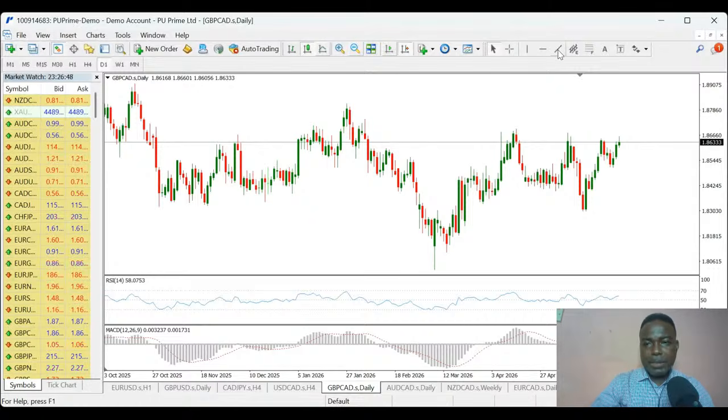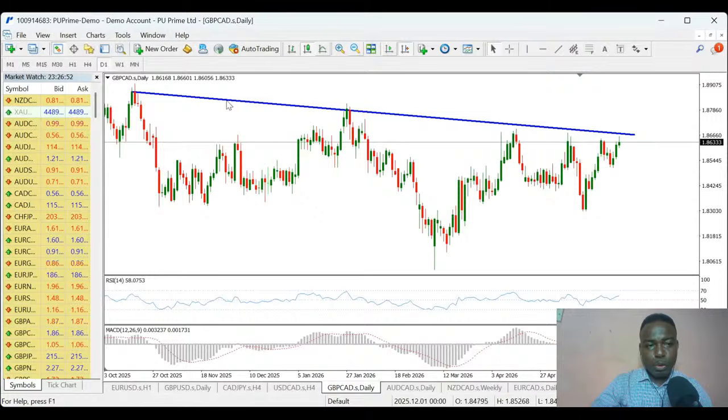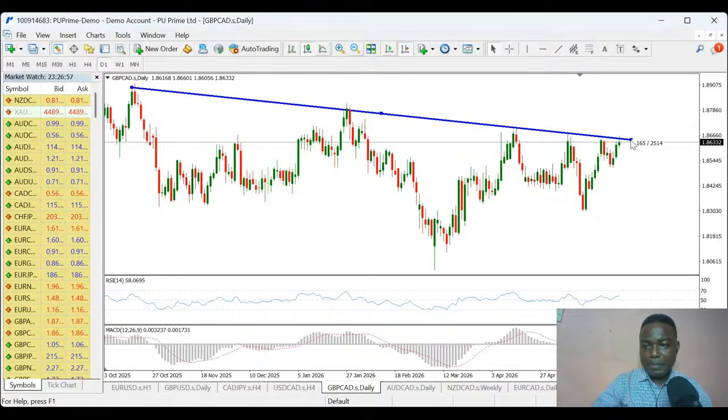Now, this is the GBP CAD on the daily time frame, and we can see there is an overall bearish trend on this instrument. Price is trending downwards. The next thing we can see is that this downward trend is indicative of bearish pressure, and there is a resistance here. Now we have a powerful confluence here, trend line and resistance. Both of them indicate just one thing: a potential bearish breakout.